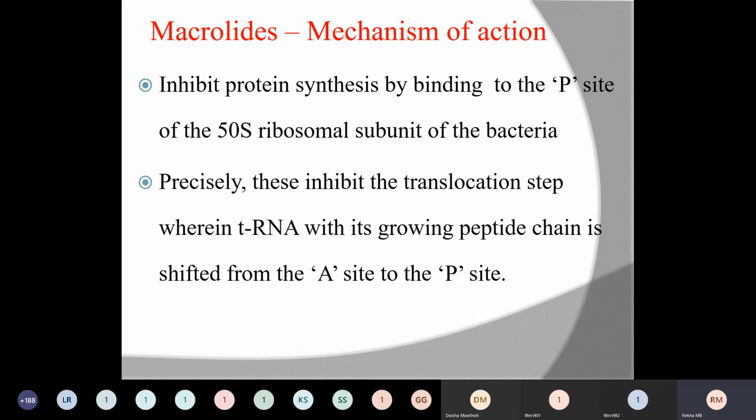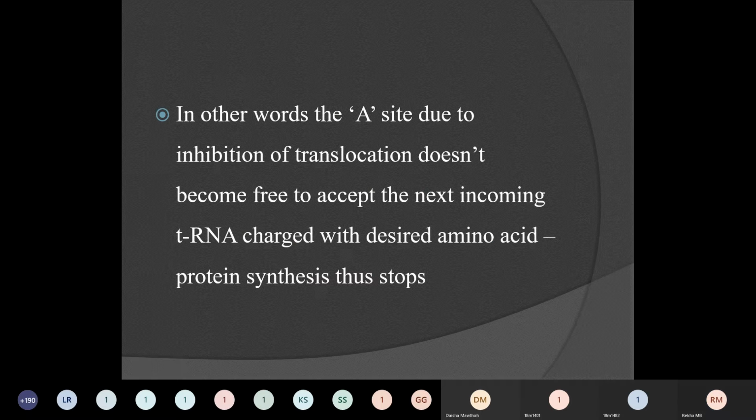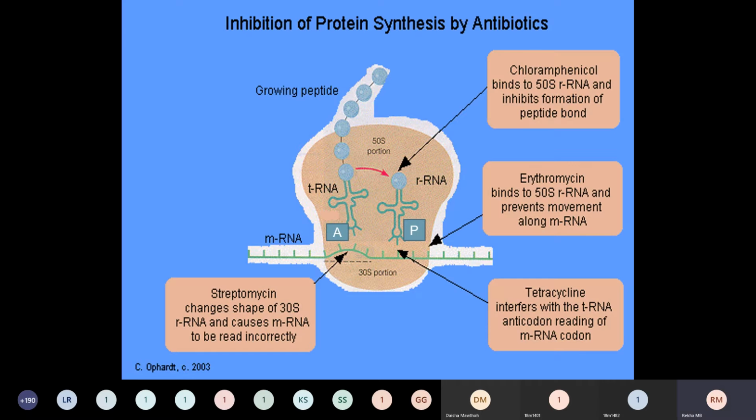Coming to the mechanism of action. Macrolides act by inhibiting bacterial protein synthesis. To be specific, they inhibit protein synthesis by binding to the P site of the 50S ribosomal subunit of the bacteria and thereby inhibit the translocation step. Now, to explain the mechanism of action of macrolides, we have this picture.